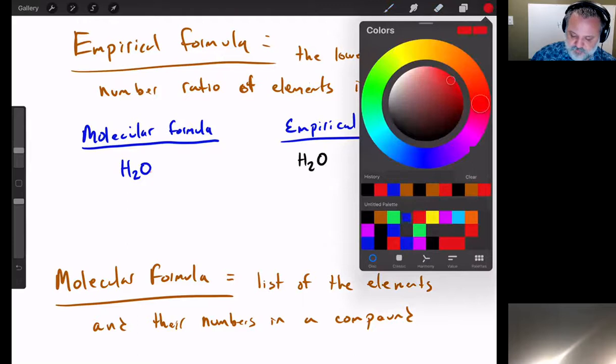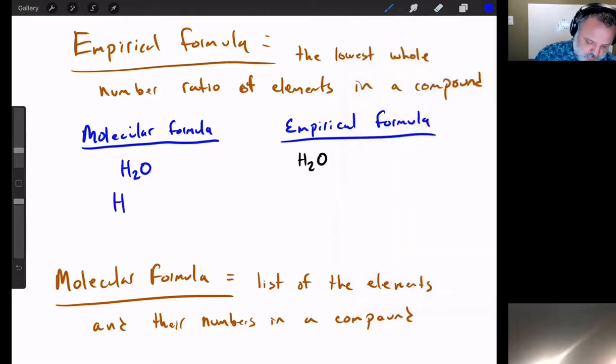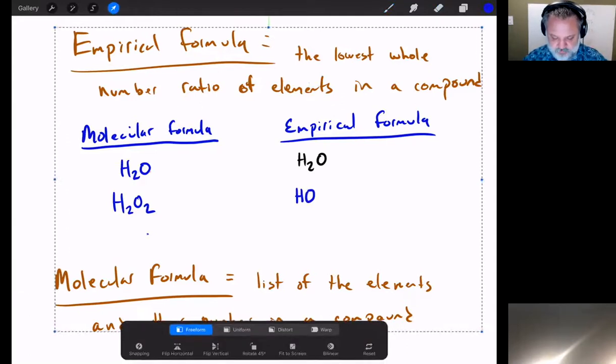But maybe you like to bleach your hair, and you use hydrogen peroxide to do that. The ratio here is 2 to 2. How can you change that to be the lowest whole number ratio? What would be the empirical formula in this case? Just HO, right, 1 to 1. So this is the difference between empirical formulas and molecular formulas.